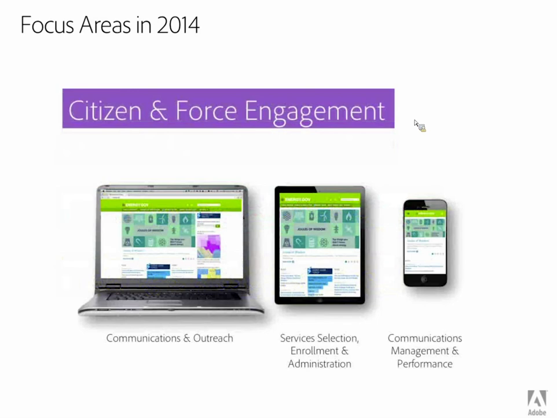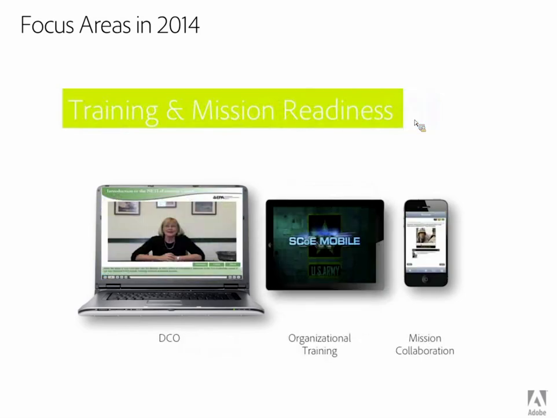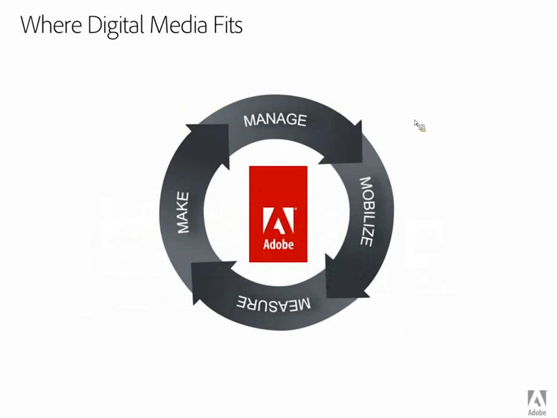So for citizen and force engagement, we can look at not only the communication outreach, but how that communication outreach is going throughout multiple platforms, multiple devices, and what kind of challenges they're going to have in that engagement with external and internal users. Process improvement, especially in ways that we can reduce cost and reduce time in processes involving documentation, involving forms, and involving any kind of information like that. And training and mission readiness, enabling their training to be just-in-time, anywhere training that can be seen on any device at any time, with different types of connectivity demands, different types of security demands, and for different types of learners throughout their organization and external.